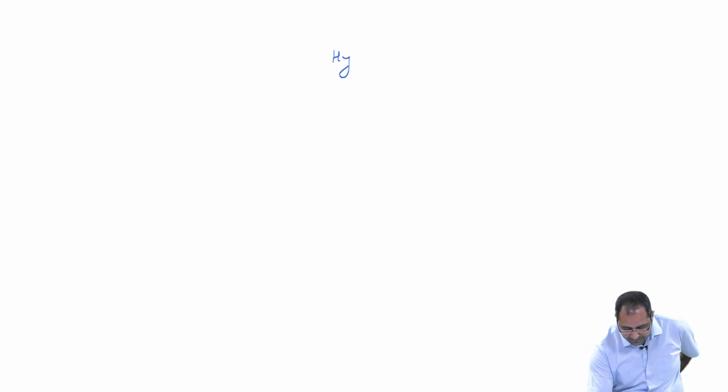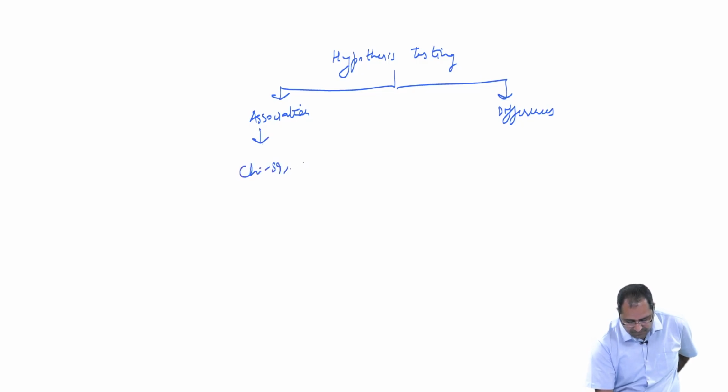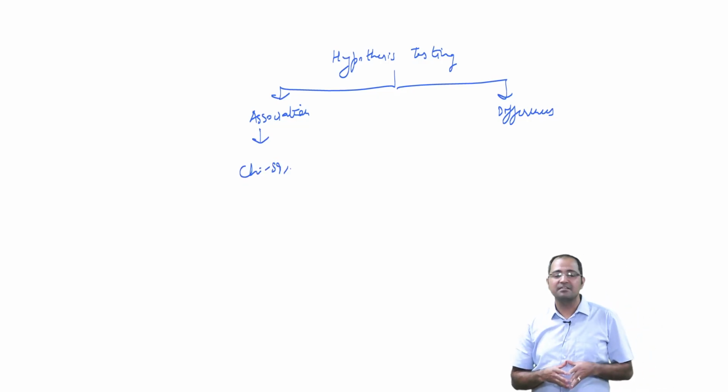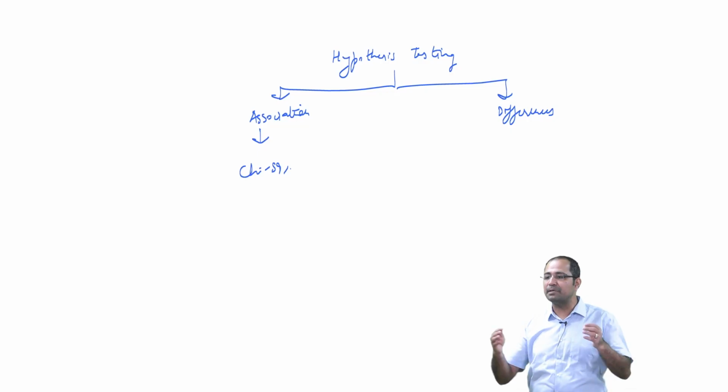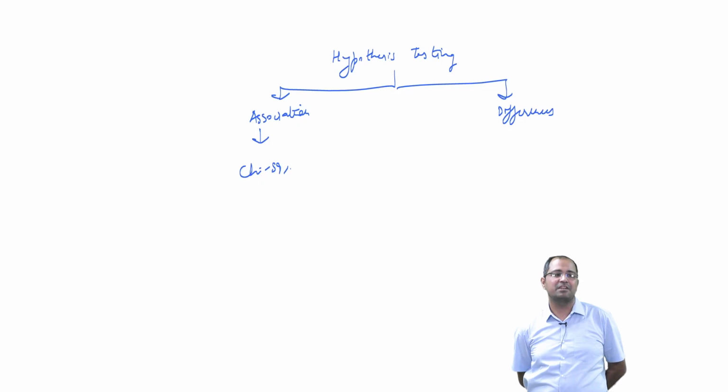So hypothesis testing is of two types. There are tests of association and tests of differences. We are going to start with chi-square, which is a test of association. Whenever we are doing hypothesis testing, we are using a sample to draw inferences about the population to which the sample belongs.